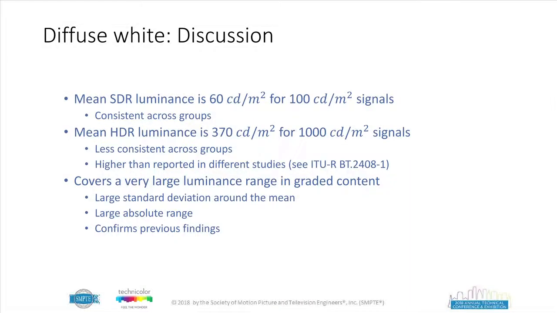I'll give you a very brief discussion on this, and then I have a little bit of time left to talk about not diffuse white, but also graphics white, which is another form of white, but still quite white. So the mean SDR luminance, we found it to be around 60. That goes up to about 370 candela per square meter, assuming, again, a 1,000 nit signal. The consistency has definitely changed. In SDR, there's a lot of consistency. In HDR, much less so.